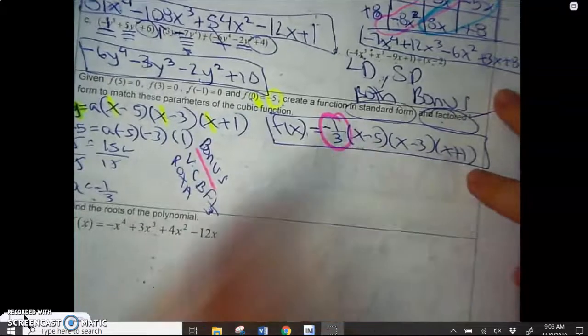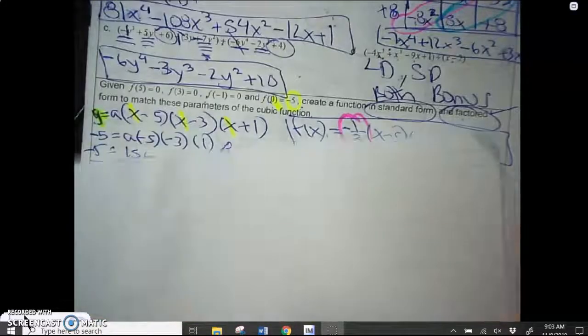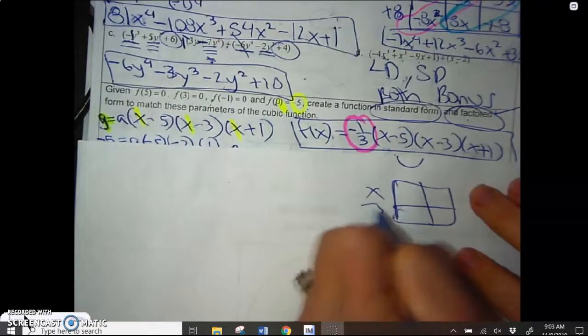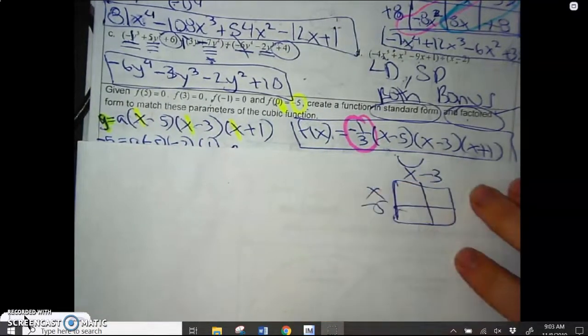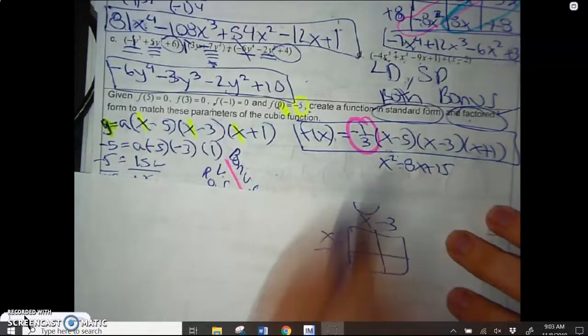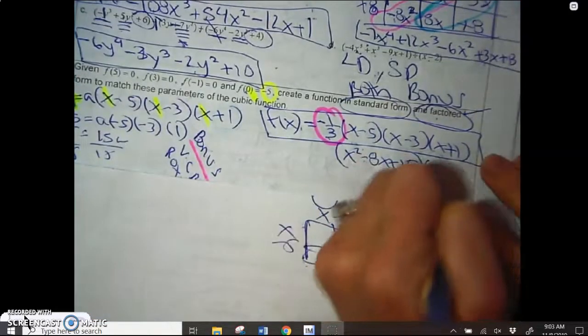Now I've got to put it in standard form. There's no rhyme or reason as to what you should do first, second, or third, but I'm going to do the two negatives. I would box it out. x minus 5, x minus 3. I'd end up with x squared minus 8x plus 15. I take care of that last because it's a fraction. Then I multiply that by x plus 1.